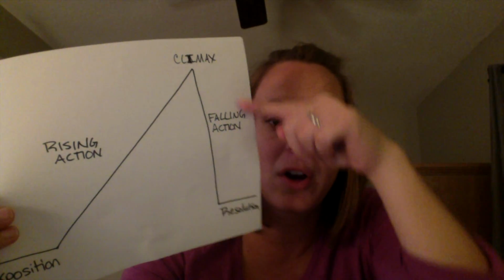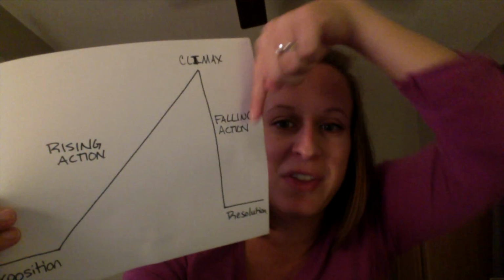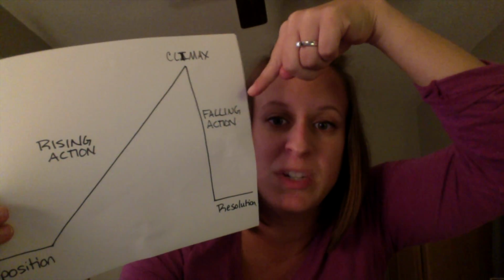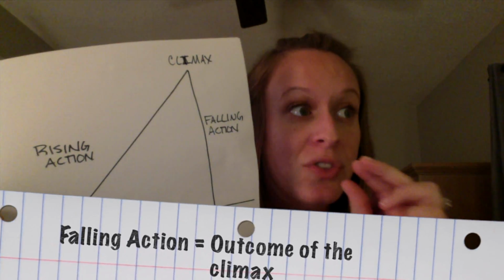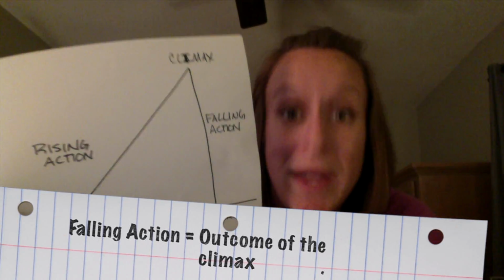Then you have this little part called the falling action. It's very quick. That's why the slope is straight down. If you tried to ski on that, you would die. So falling action really is basically comes down to who wins the climax.